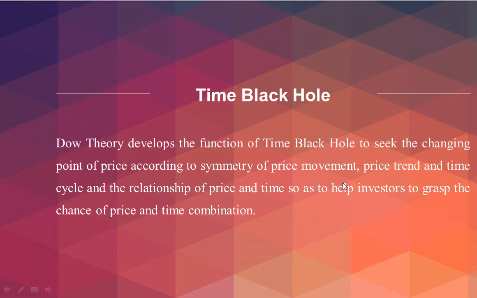So today I will teach you one special function of homing software, which is called time black hole. The time black hole can help us to judge the turning point and the support and resistance, and also can filter. If you filter some stocks, you can know which one has the turning point. The Dow theory develops the function of time black hole to seek the changing point of price according to the symmetry of price movement, the price trend and time circle, and the relationship of price and time, so as to help investors to grasp the chance of price and time combination. Okay, this is the time black hole.